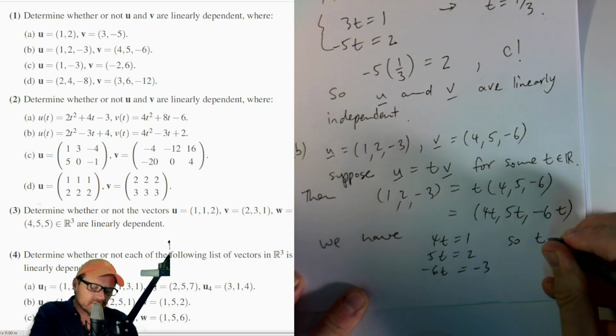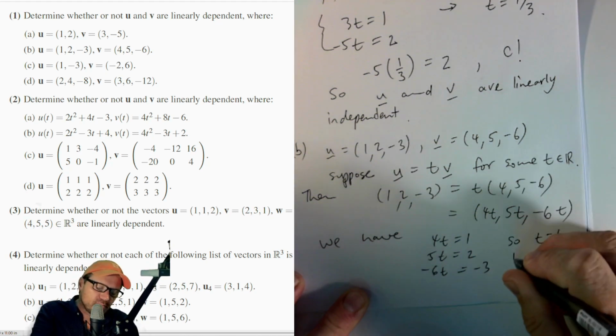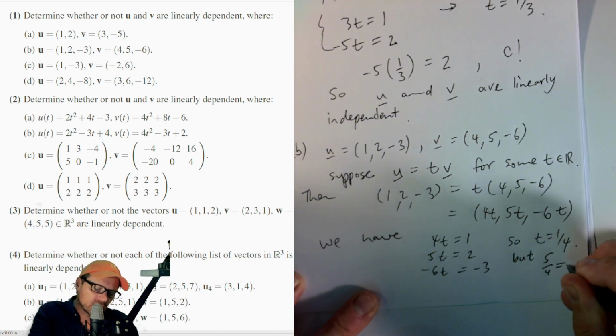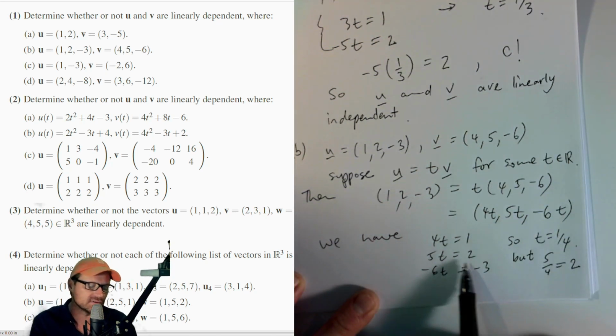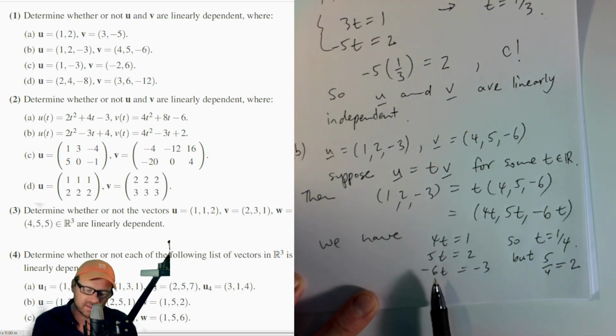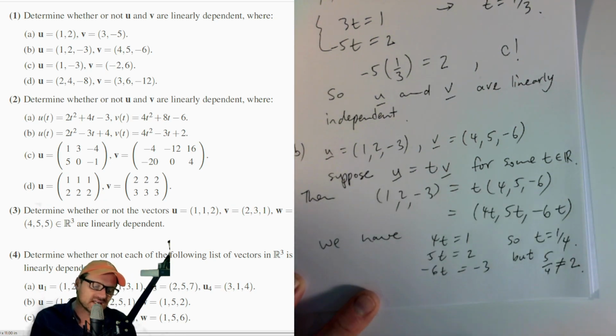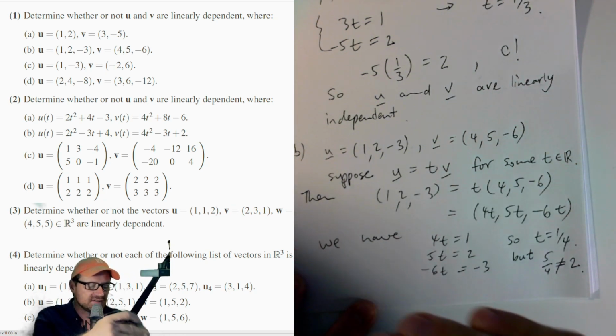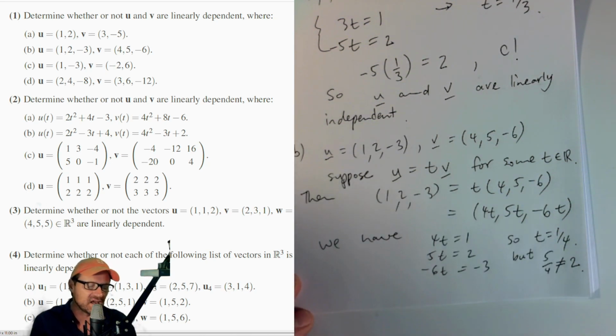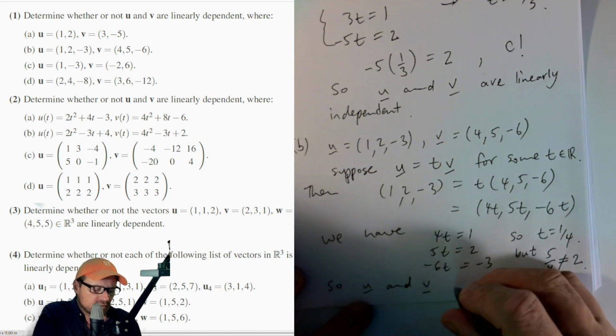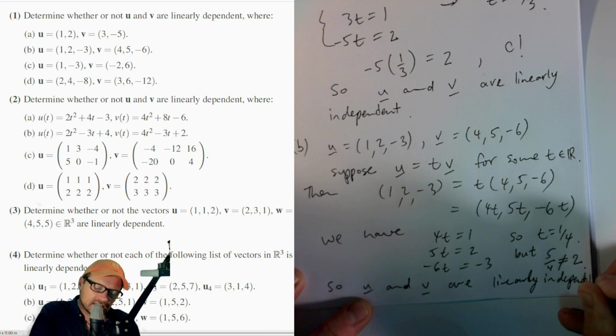And so from the first one, t is a quarter, but 5 over 4 is not equal to 2, because this here says that they're equal, but they're in fact not equal. And so we have a contradiction to the assumption that these two vectors are linearly dependent. So again, u and v are linearly independent.